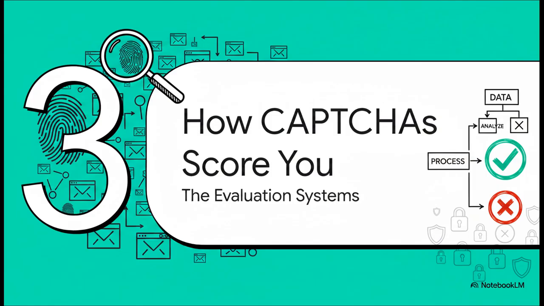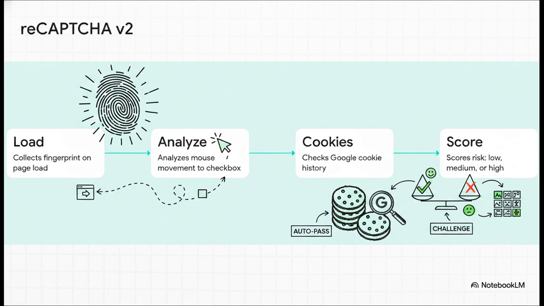Section 3. How CAPTCHAs score you. The evaluation systems. Let's break down how the major players actually do this, starting with the classic reCAPTCHA version 2. You know this one. It's the familiar I am not a robot checkbox. Here's how it works. First, it grabs your fingerprint the exact millisecond the page loads. Second, as you physically move your mouse to click that box, it's actively analyzing the trajectory and the acceleration of your mouse. Third, it checks your Google cookie history. And finally, it scores your risk. If everything checks out and you're low risk, you get an auto pass. But if you're medium or high risk, boom, you're hit with an image challenge.